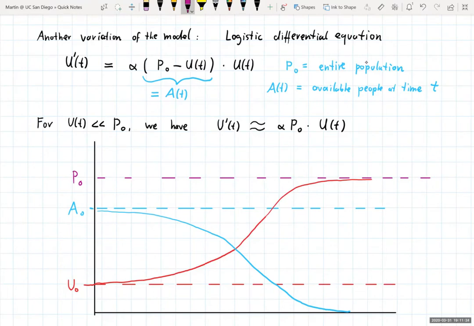Now, for illustrative purposes, let's introduce a new term for the number of people who are still available, who do not yet have installed the app. Let's call this a of t. So a of t is p naught minus u of t.